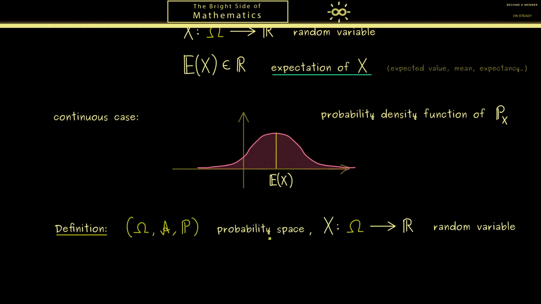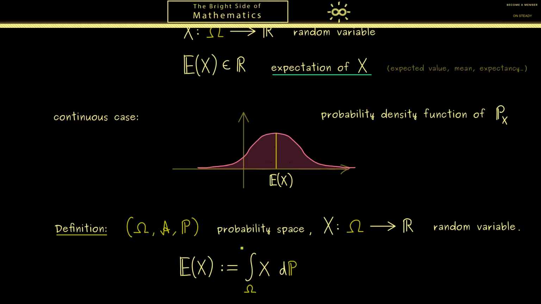Therefore, the assumptions are the same as before. We have a general probability space and a given random variable X. And now E of X is simply defined as the abstract integral of X. So integral over omega of X dP. Now, maybe at this point you don't have any idea what this means, which is not a problem at all.